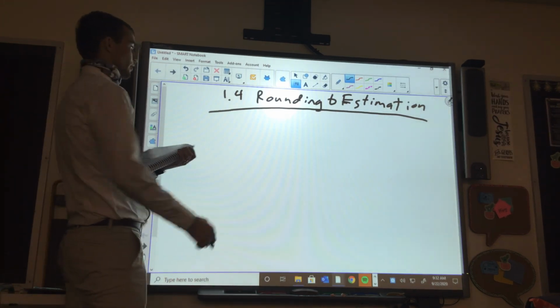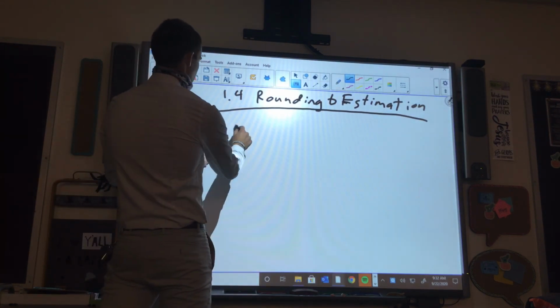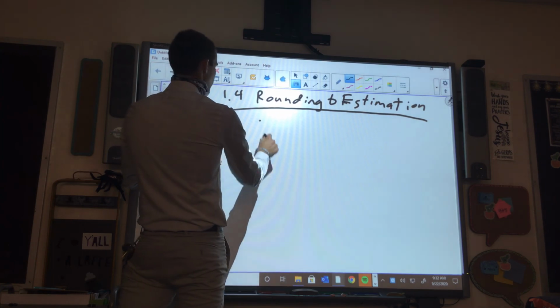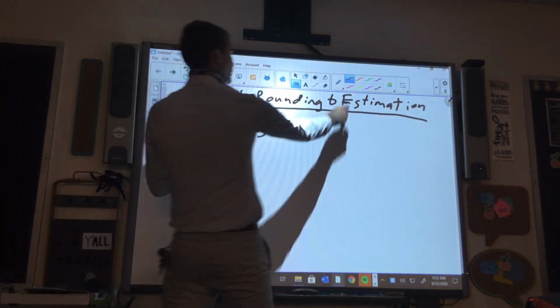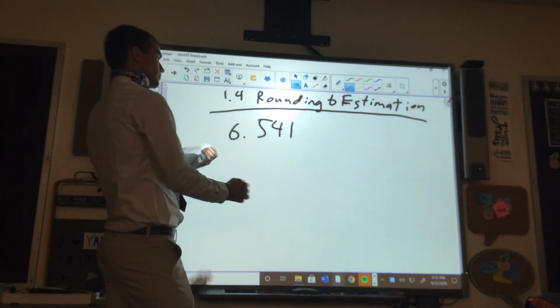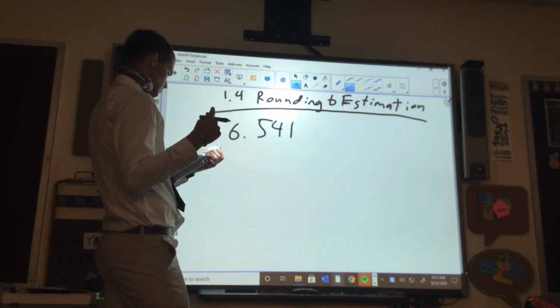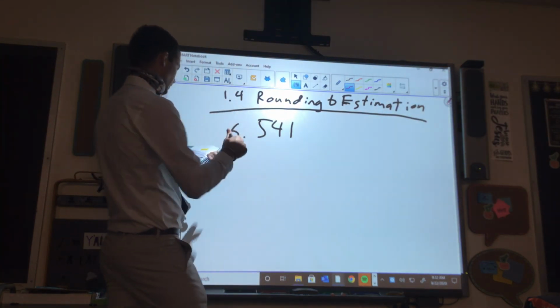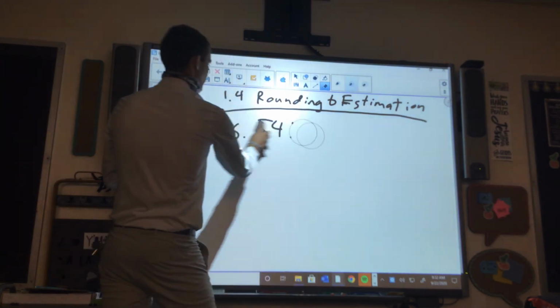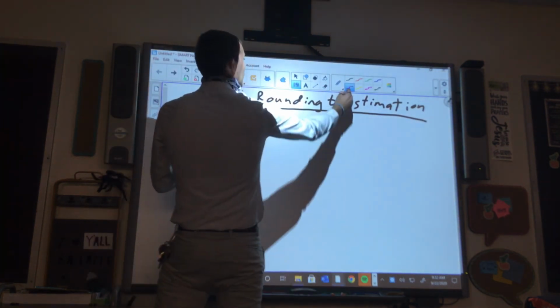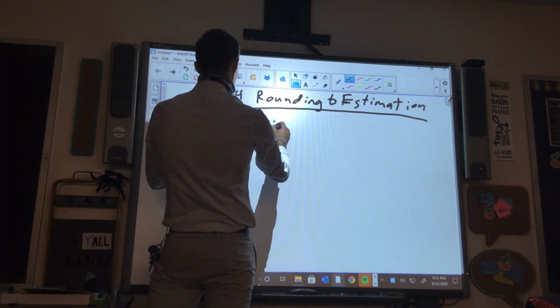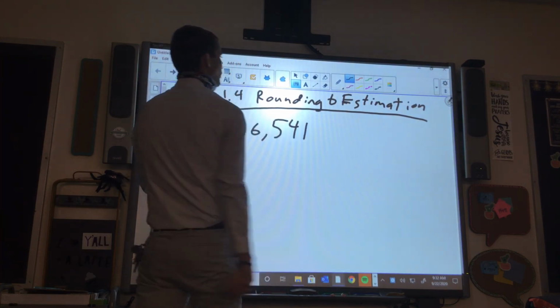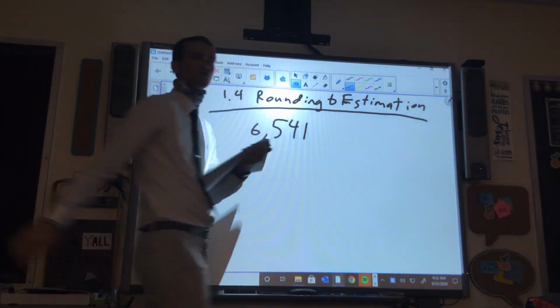So, one example of a number might be 6 and 541 thousandths. When you look at these numbers, you should say, hey, I'm rounding to the nearest thousand. Oh, sorry. This is the wrong number. I read that number wrong. So this number is 6,541. We're rounding to the nearest thousand.